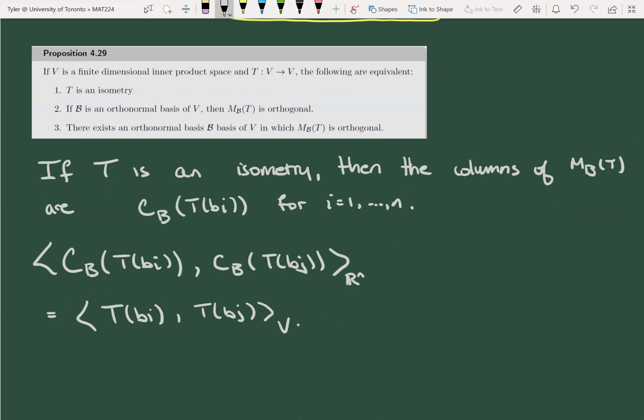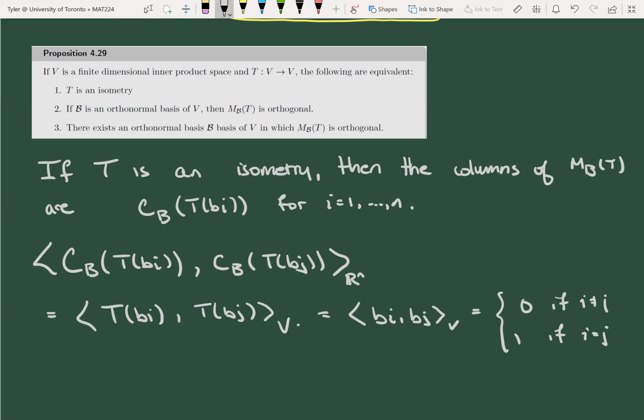Right? And then T is also an isometry. And this is exactly what you want it to be: 0 if I does not equal J, 1 if I equals J, right? So we've shown that the columns of the matrix representation are in fact orthogonal and unit vectors, right? So they're orthonormal. And that's the proof.